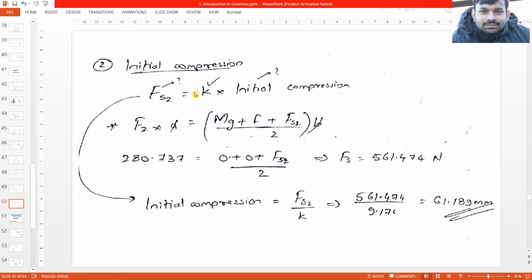So there are two unknowns. So we'll use this equation that F2 into A is equal to mg plus F plus Fs2 by 2 into B. So M is equivalent to 0. Friction force is not given to us. So this A and B are equal, so they will get cancelled. So Fs2 comes out to be 561.472 Newton. So initial compression would be Fs2 divided by K. This would be equal to 61.189 mm.